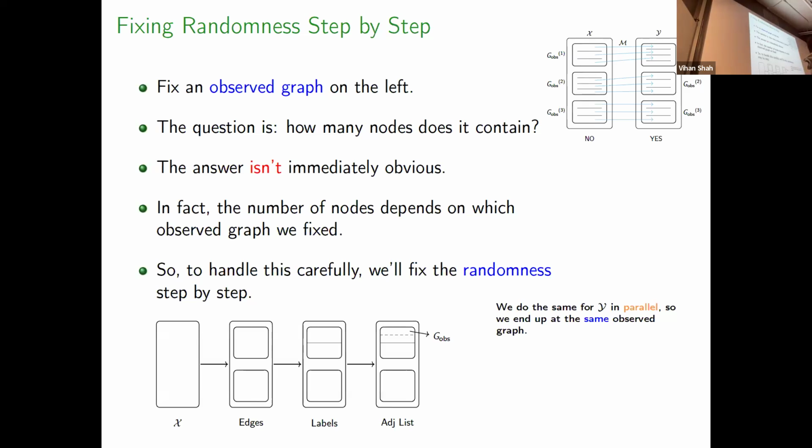And once we do this, all we have to do is compare how many nodes you have in this observed graph in X, and the same observed graph you end up with in Y. And now it's easier to show them within 1% of the function.